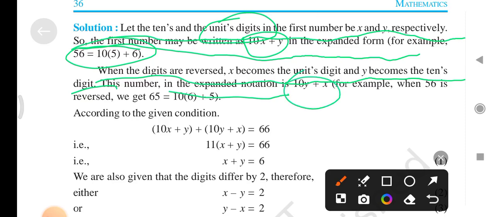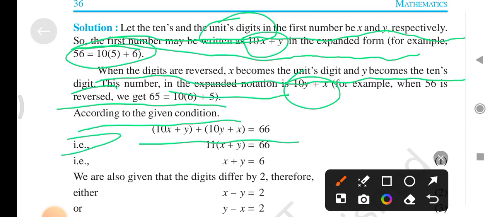For example, when 56 is reversed, 65 is equal to 10 into 6 plus 5. According to the given condition, 10x plus y plus 10y plus x is equal to 66.